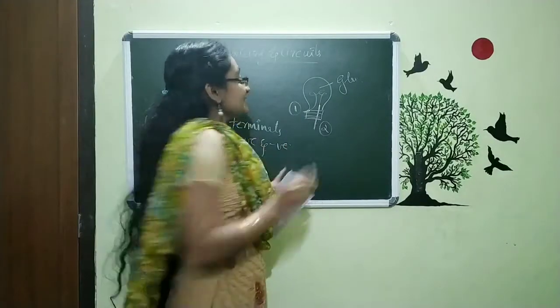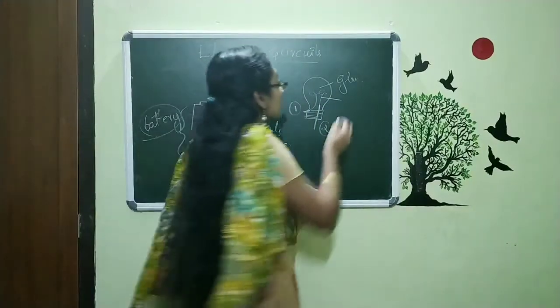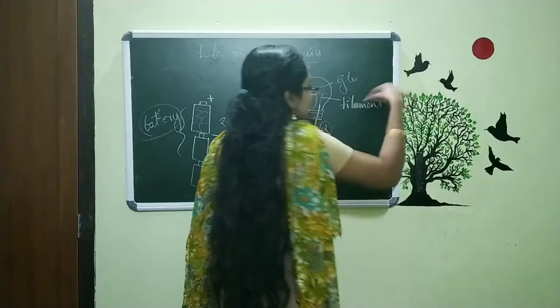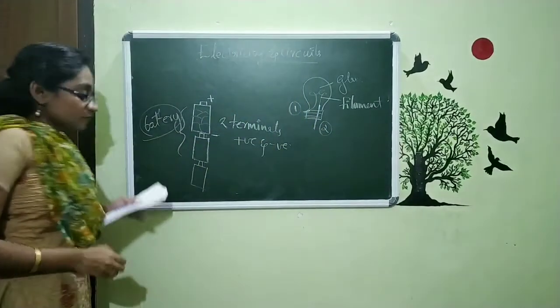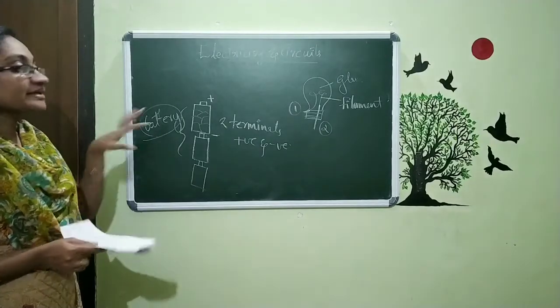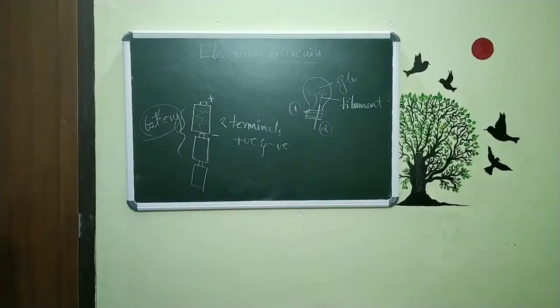And another thing is this. Here we said that the wire present inside the bulb is called the filament. We studied the definition for that. And these are the things we discussed in the last class. Now we are continuing these topics. So the things are very simple.